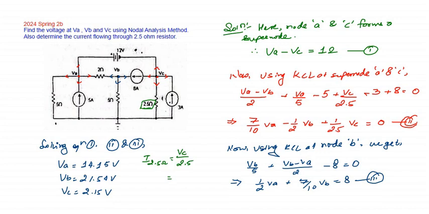This gives VC equals 2.15 divided by 2.5. Let's solve it. 2.15 divided by 2.5 gives 0.86. This will give the current as 0.86 ampere. This is the final answer.